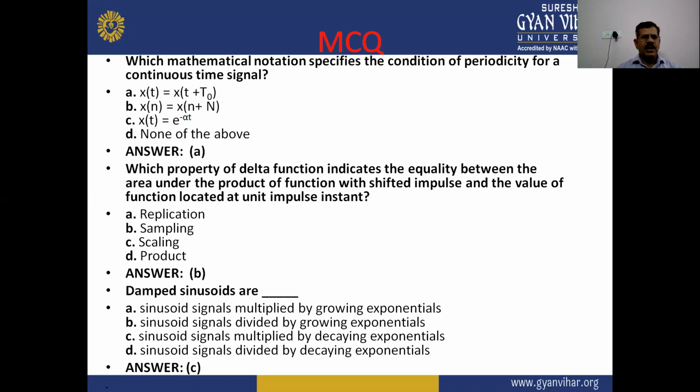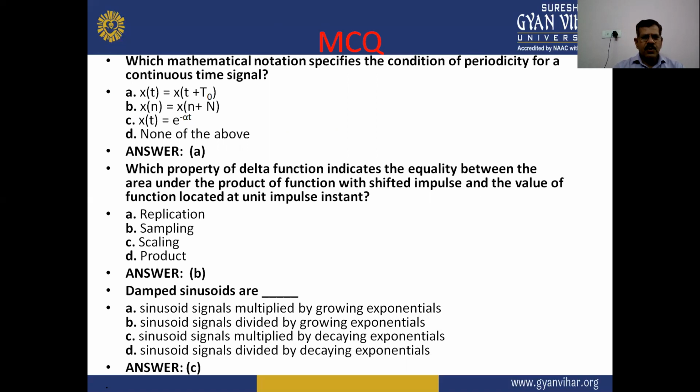Option A, x(t) equal to x(t plus t naught). Option B, x(n) equal to x(n plus N). Option C, x(t) equal to e to the power minus alpha t. Option D, none of the above. So the correct answer here is option A, x(t) equal to x(t plus t naught), for the periodicity of continuous time signals.